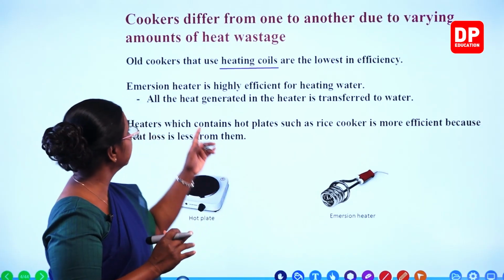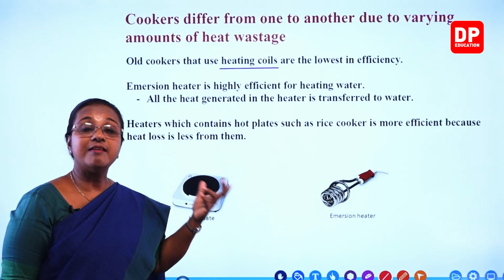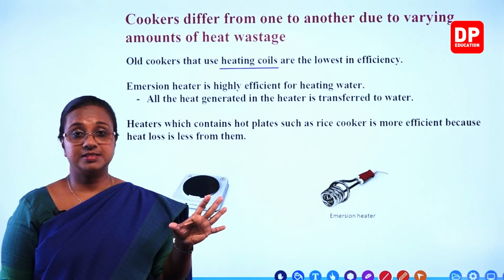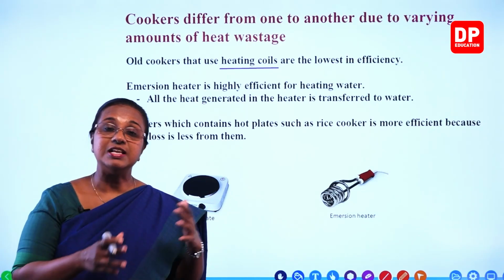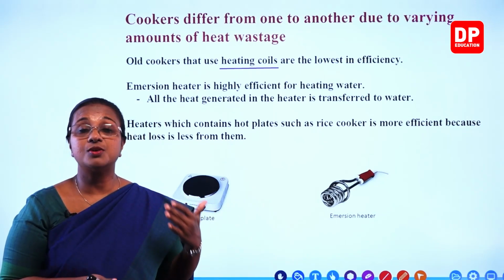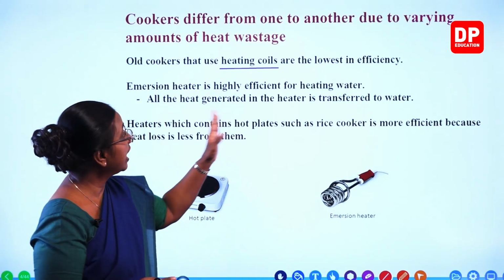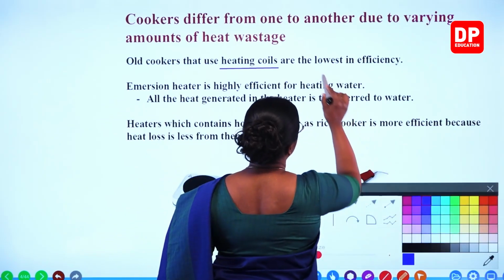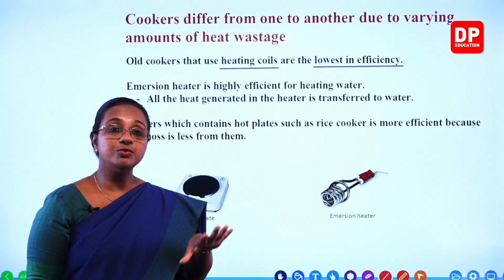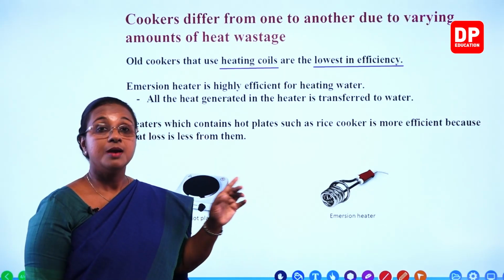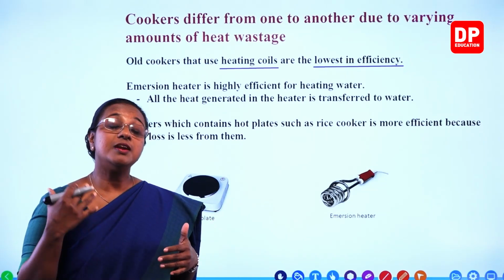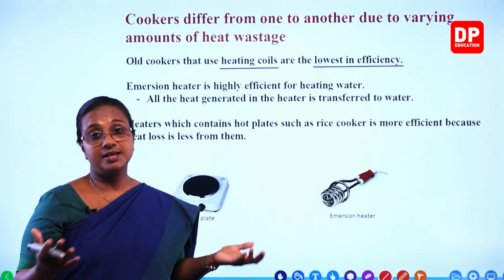So, mostly the old cookers, old ovens, use heating coils. From this, a lot of heat energy will be wasted. That means a lot of electricity is also going to be wasted. So, that is the lowest in efficiency. It is the lowest in efficiency. Nowadays we don't use these types of cookers that much. But we have different types of cookers and different methods of doing a certain function.